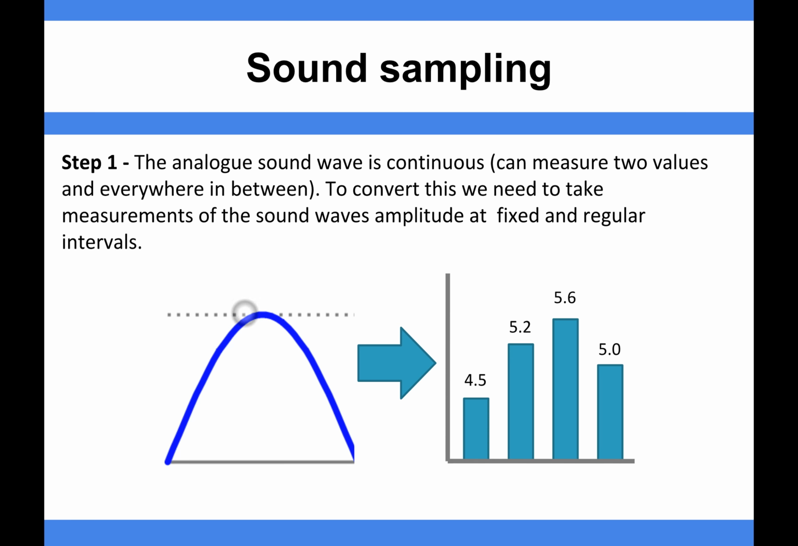So if you imagine here, that's the wave. The first step is trying to take measurements. So I've taken four measurements of that wave, and I've got some number representing the height of the amplitude of that wave. Here we've got 4.5, 5.2, 5.6, and 5. You see how that's starting to form a bit of a curve. If I took more samples, it might be more accurate, but don't worry about that for now. So it takes measurements at fixed and regular intervals.